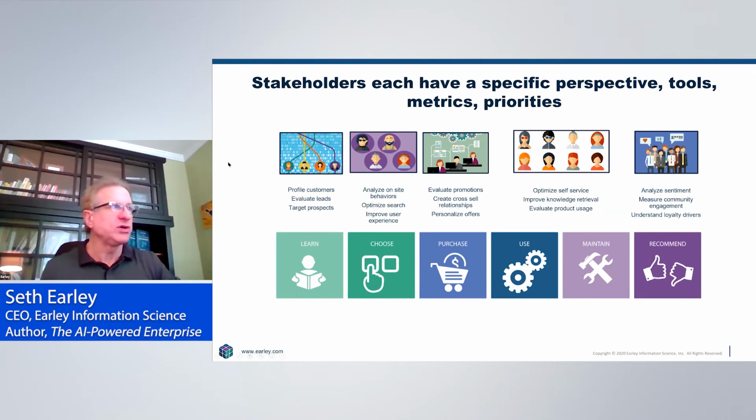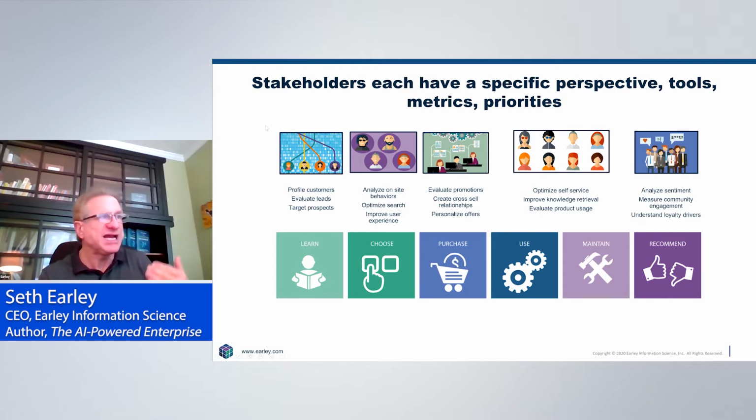So at the learn stage, marketing is trying to draw people in. So they want to use good search engine optimization. They want to make sure their keywords are there. They want to make sure that they can get the right customers. They need to profile customers. They need to test. There's a lot of things. There's a lot of metrics around that whole process.